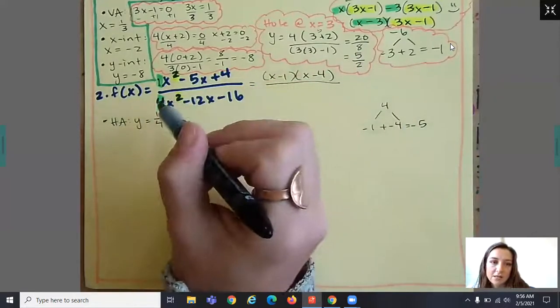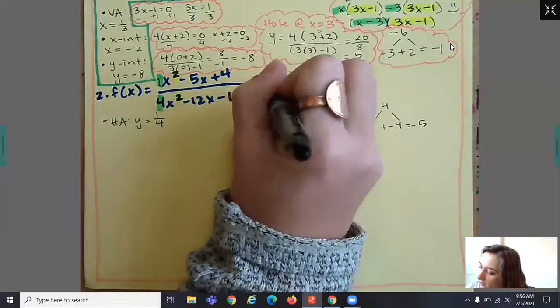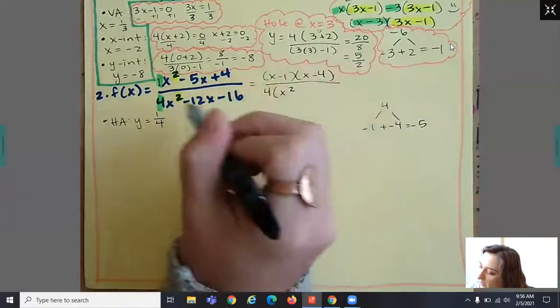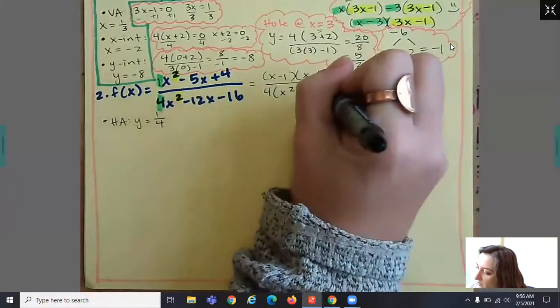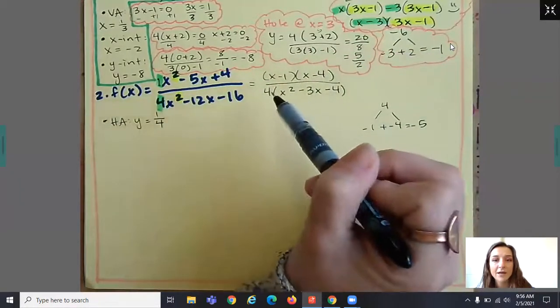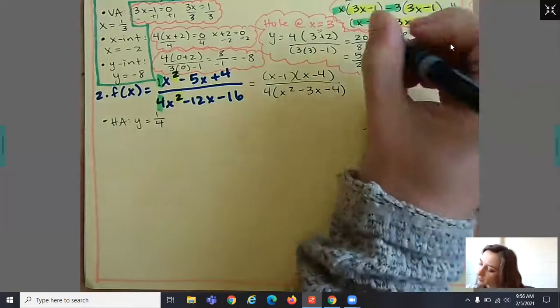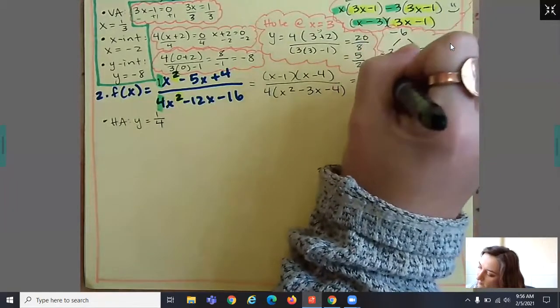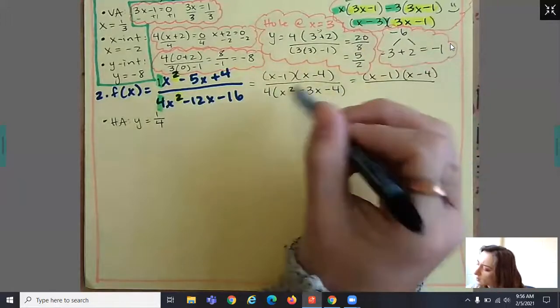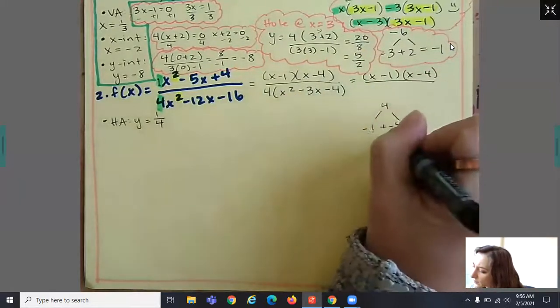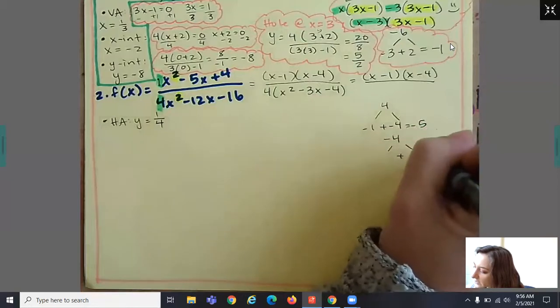First thing I notice is that these numbers are all divisible by 4, so I'm going to pull out a 4. -12 divided by 4 is -3. -16 divided by 4 is -4. Now we have a normal factoring in the middle. So let's rewrite. We want two factors of -4 that add to give us -3.